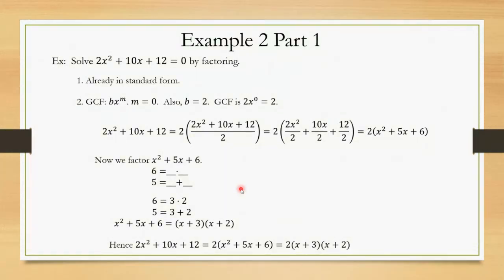All right, so let's say we wanted to solve now this quadratic equation: 2x squared plus 10x plus 12 equals 0. We're going to solve it by factoring.